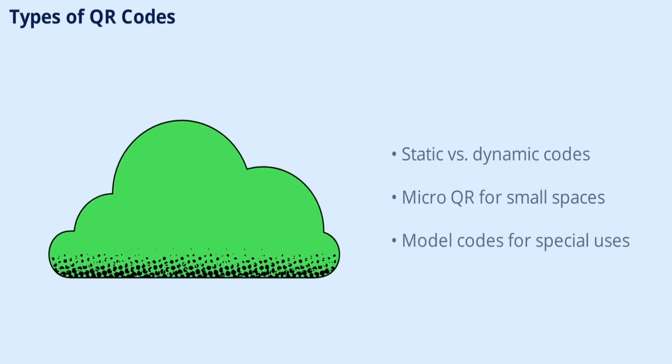There are several types of QR codes, each designed for different purposes. The most common is the static QR code, which stores fixed information. Dynamic QR codes, on the other hand, can be updated or tracked even after they're printed. There are also micro QR codes for smaller spaces and model codes for specialized uses. Understanding these types helps businesses choose the right QR code for their needs.